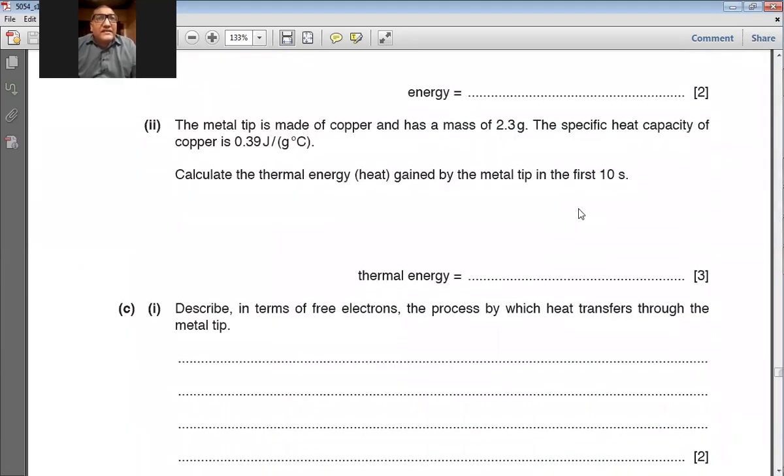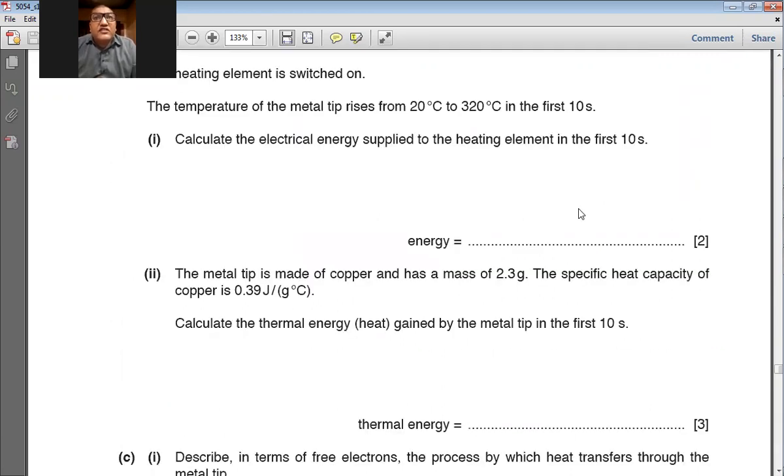He says the metal tip is made of copper and has a mass of 2.3 gram. Specific heat capacity of the copper is 0.39 joules per gram per degree centigrade. Calculate the thermal energy, heat, gained by the metal tip in the first 10 seconds. Here we have the specific heat capacity of the copper, and we know the change in the temperature.